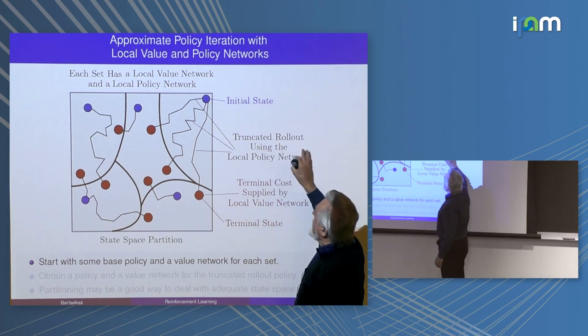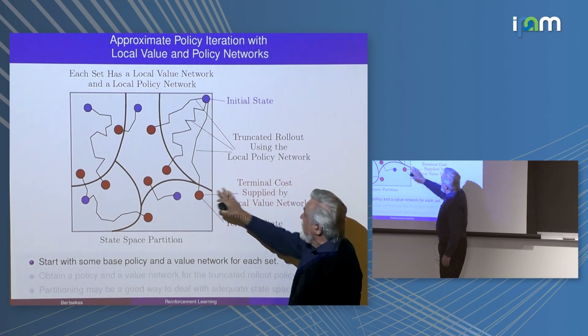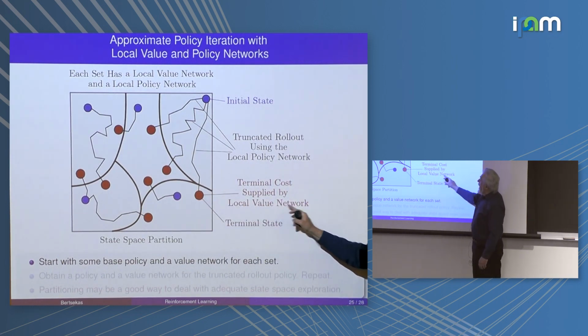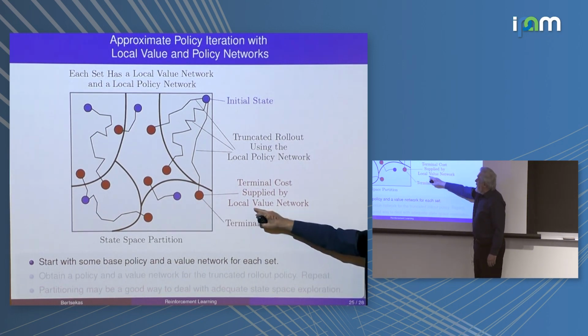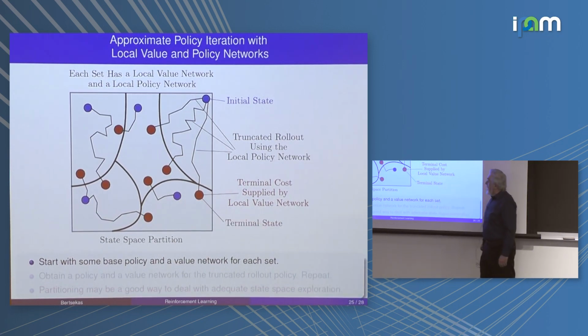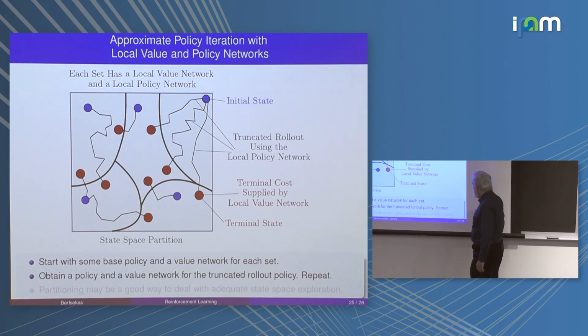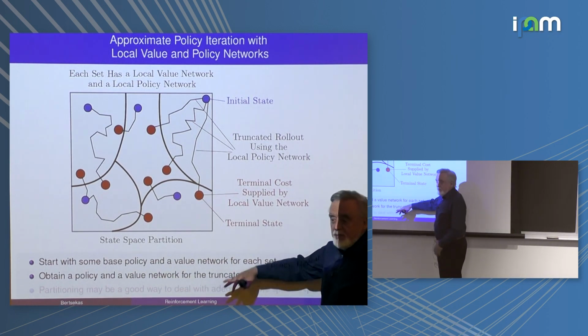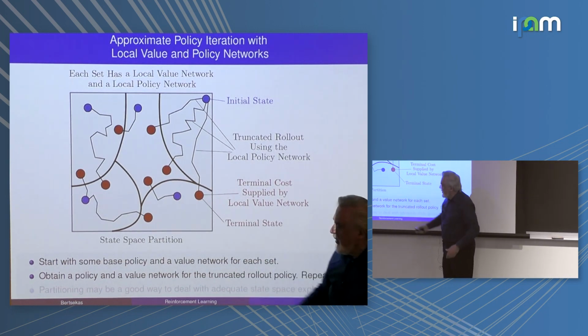Initial state, these are truncated rollout trajectories using the local policy network, and terminal cost approximation supplied by this processor, the local value network that this guy has supplied. So it's truncated rollout using multiple approximations. And then we repeat. We update the local networks, we communicate, and so on.